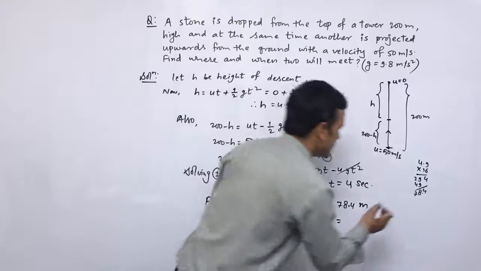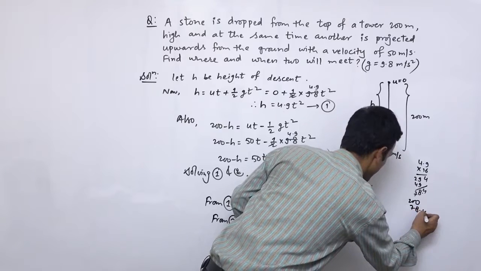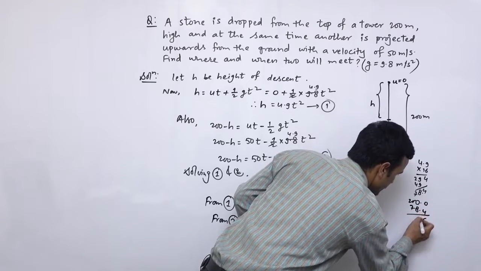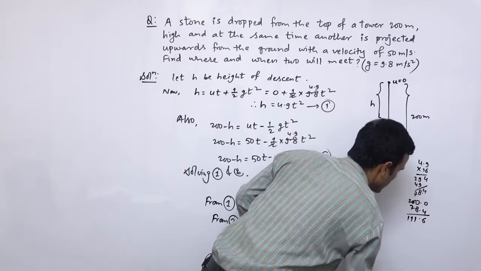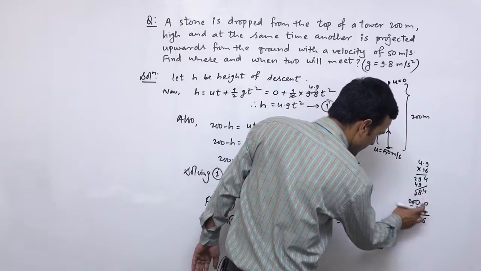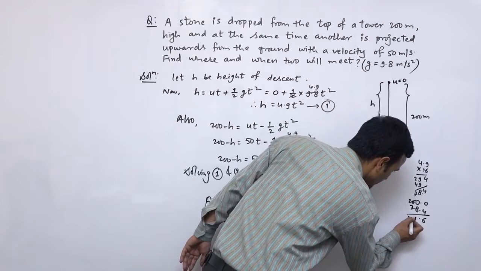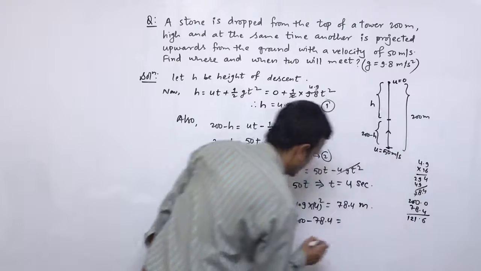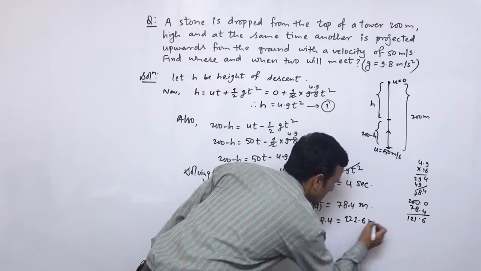So if we subtract it, then it will be 200 minus 78.4. So it will be 10 minus 8, 9 minus 7, 121.6. So it will be 121.6 meters from the bottom.